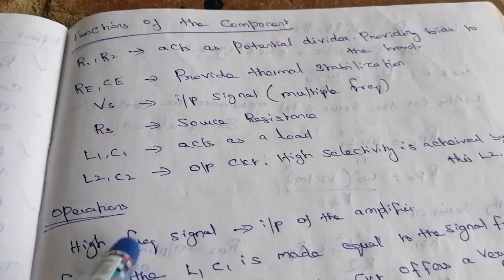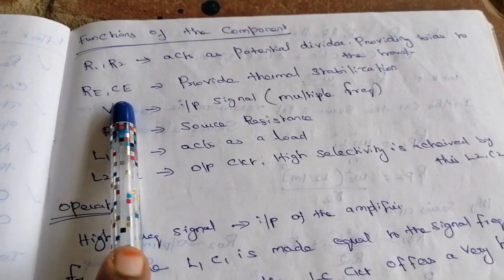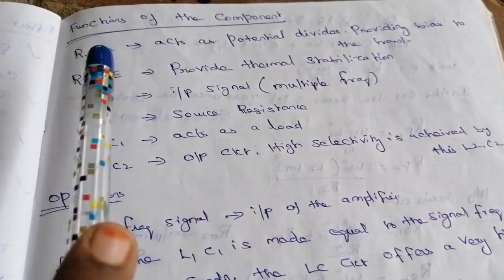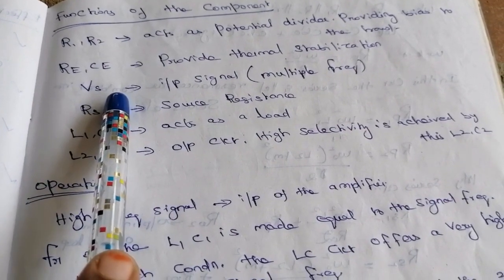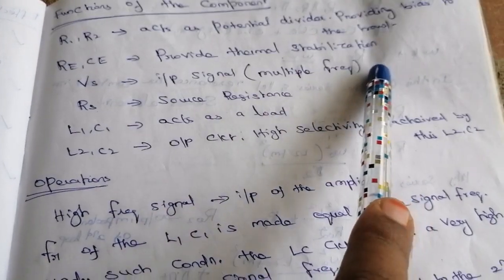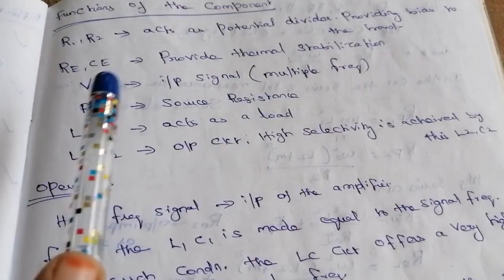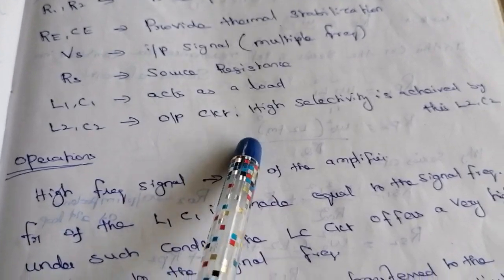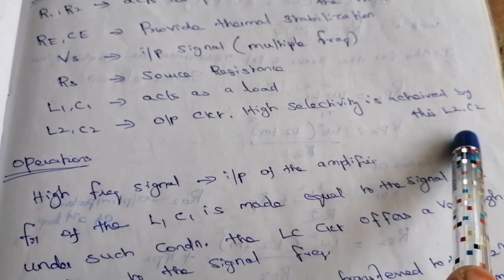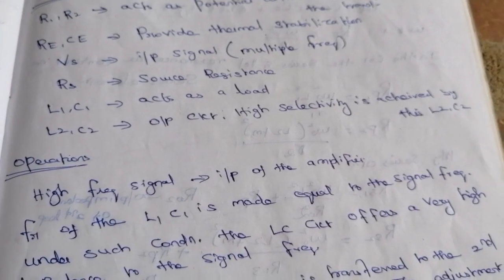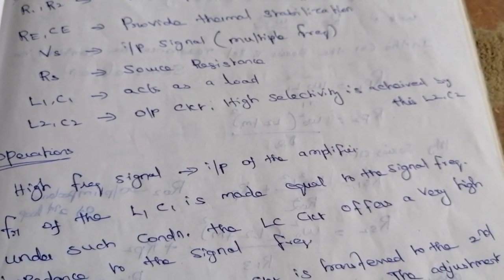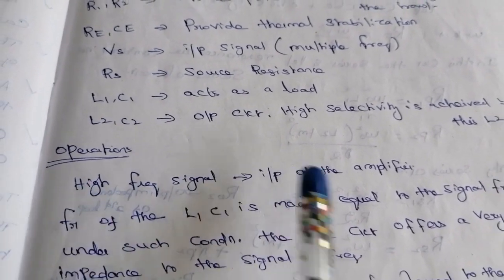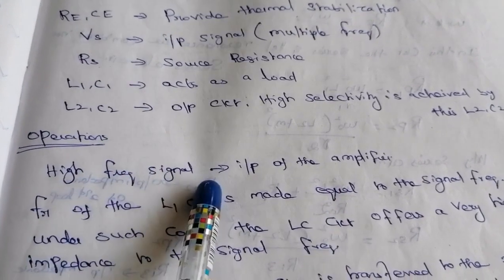So the components of that circuit we already know. R1 R2 act as a potential divider providing bias to the transistor. RE is the emitter resistance, CE is the emitter capacitance which provides thermal stabilization. Vs is the input signal, Rs is the source resistance, L1 C1 acts as a load, L2 C2 is the output circuit. High selectivity is achieved through this L2 C2. That is, the selectivity of the circuit is very high, which can be achieved with the help of the L2 and C2 components.